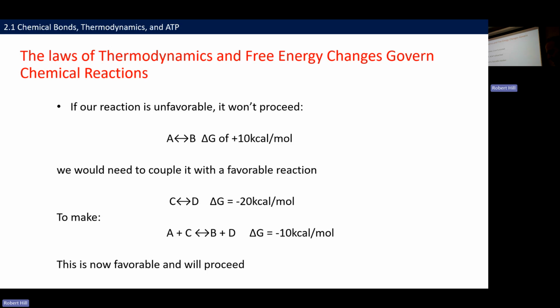When you couple reactions, basically they're occurring side by side, temporally and spatially, and they're going to interact in some sort of manner. Atoms and functional groups are going to transfer between different reactants and products. So we couple it with a different reaction, like going between C and D, that has a very low delta G, a reaction that does readily occur spontaneously. And all you do is, minus 20 plus 10 gives now a delta G that is below zero. So the reaction is favorable and it will proceed.